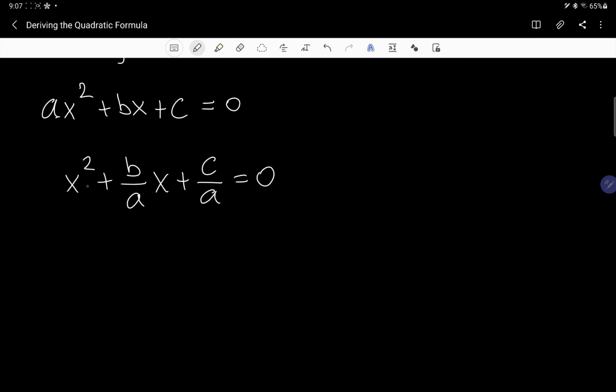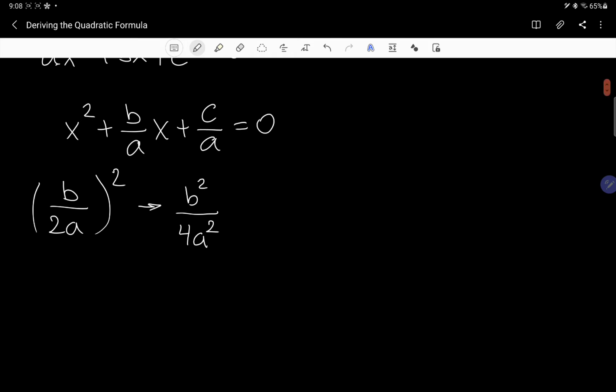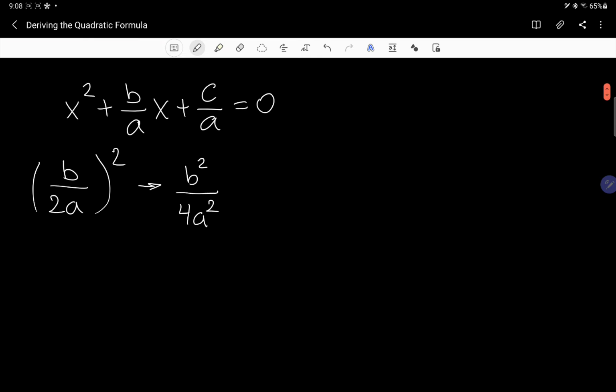Now we're going to complete the square right here, which involves taking half this coefficient, squaring it, and then adding it, and then subtracting it. So half of this coefficient is b over 2a, just multiplying by 1/2. And then squaring it gives just b squared over 4a squared. So to complete the square, we're just going to add this term and then subtract it. But we're going to add it right next to here, which creates a perfect square factoring trinomial, if you will.